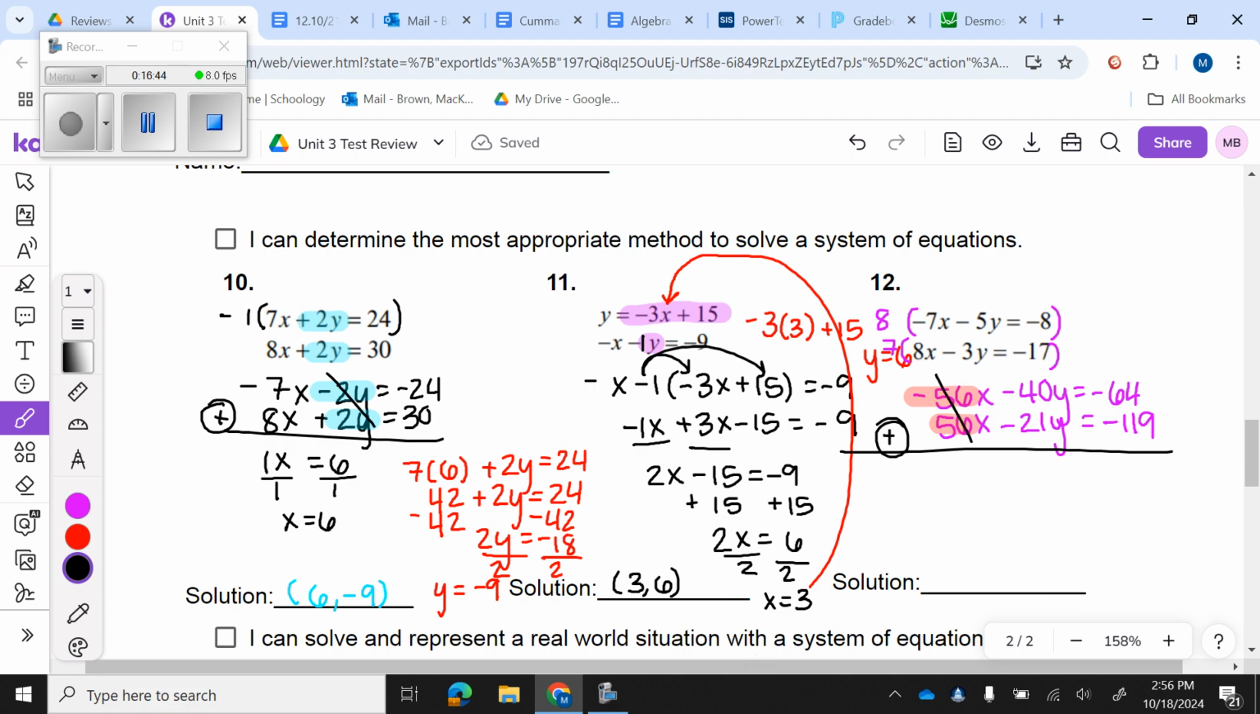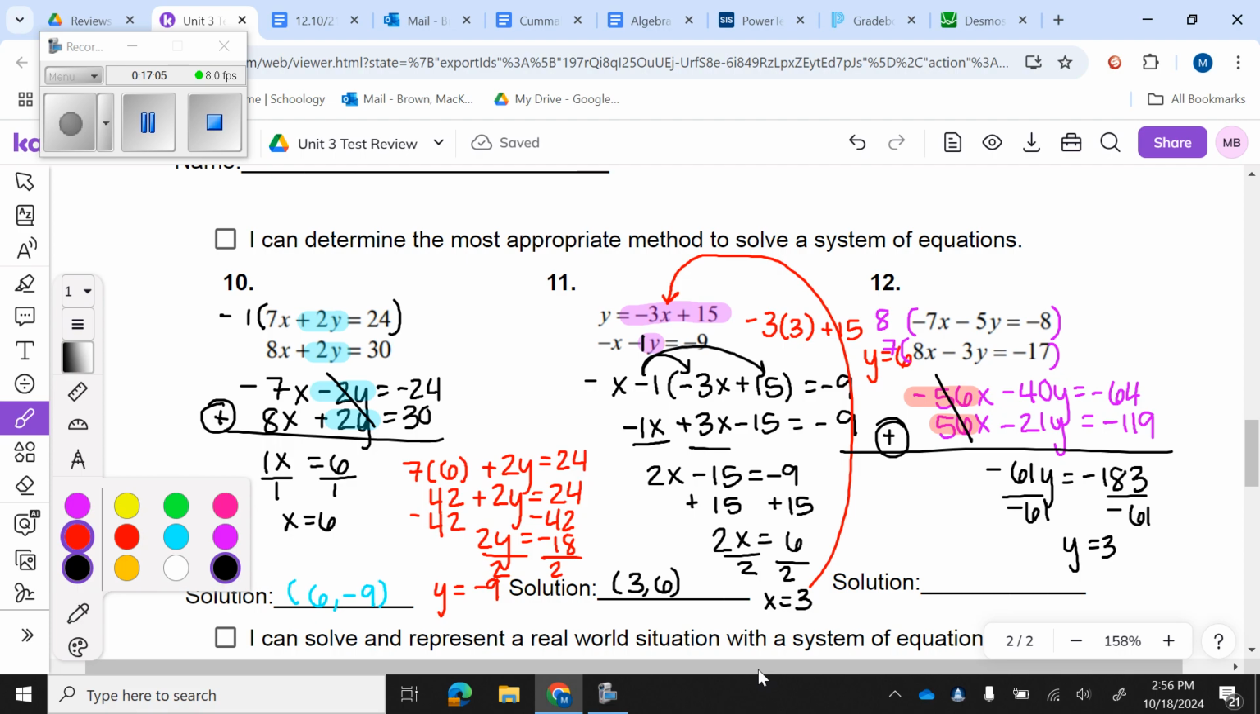Okay, these guys are going to cancel. I'm going to have a negative 61y equals negative 64 plus negative 119. That gives me negative 183. I'm going to divide by a negative 61. And I'm going to get y equals 3.